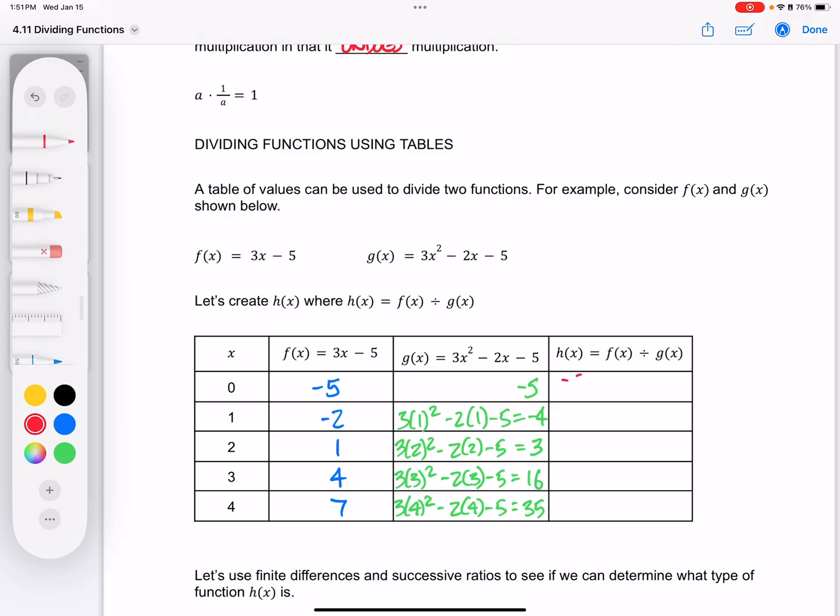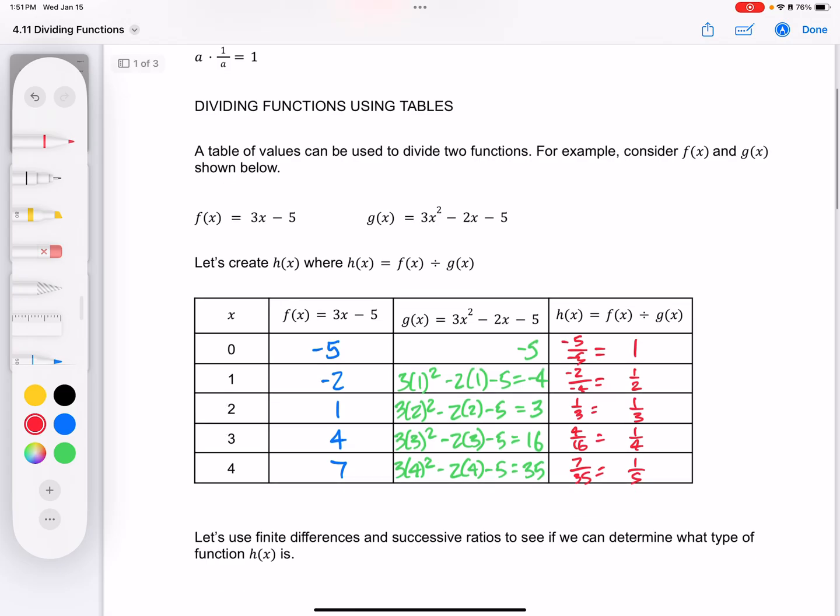So I'm going to do minus 5 for f divided by minus 5 for g. That's 1. Here I'm going to do minus 2 divided by minus 4. That's 1 half. And then I do 1 over 3, which is 1 third. And then I do 4 over 16, which is 1 over 4. And then I'm going to do 7 over 35, which is 1 over 5. Okay, so what has happened here?